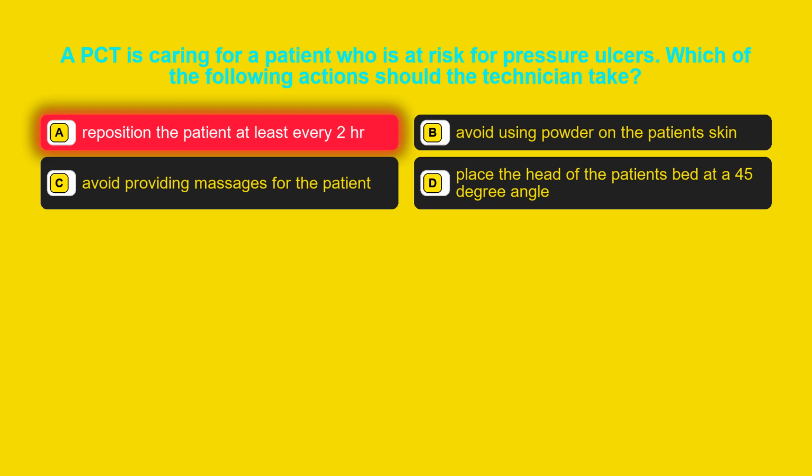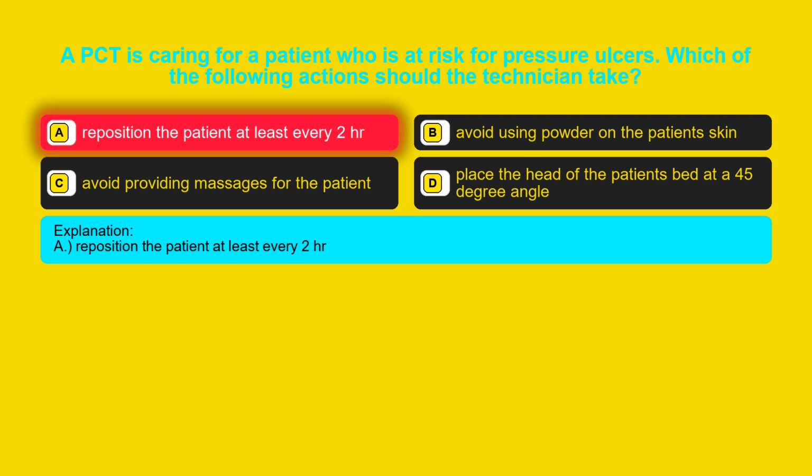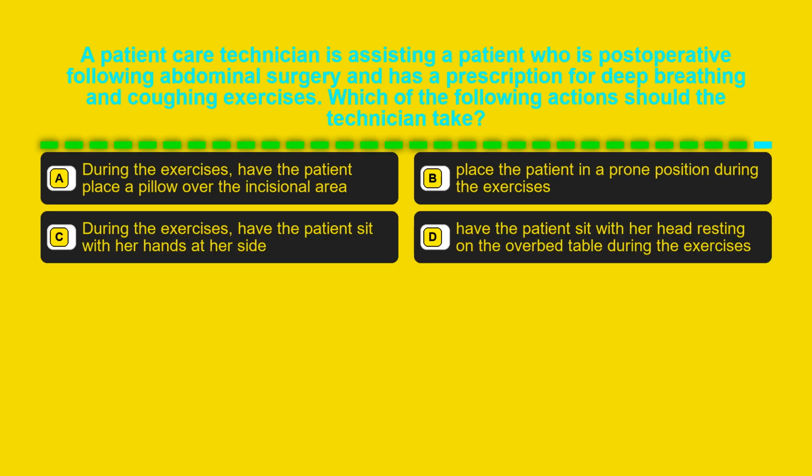The correct answer is option A, reposition the patient at least every 2 hours. Question 62. A patient care technician is assisting a patient who is postoperative following abdominal surgery and has a prescription for deep breathing and coughing exercises. Which of the following actions should the technician take?